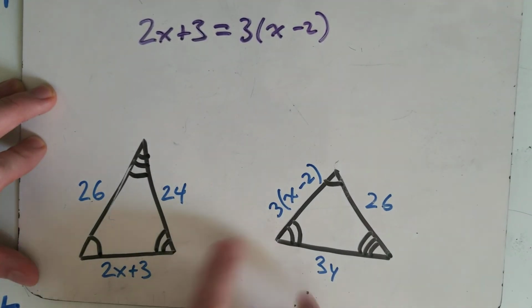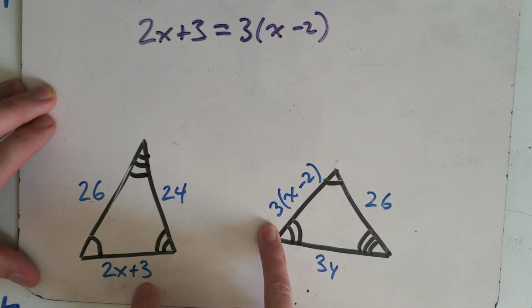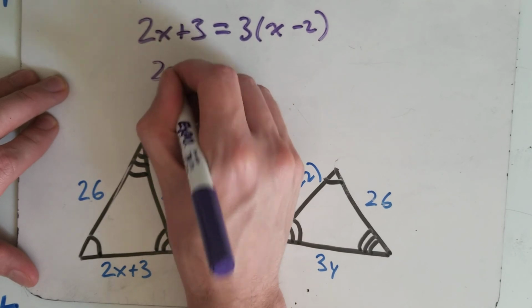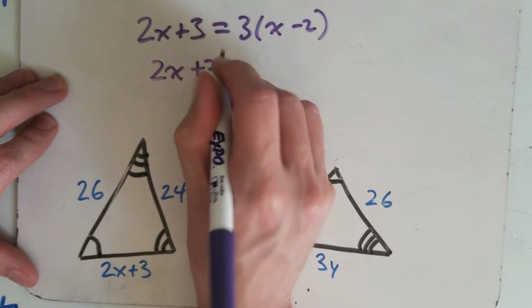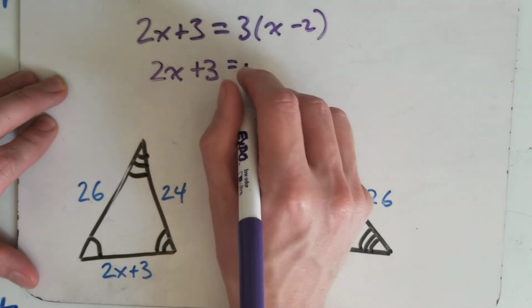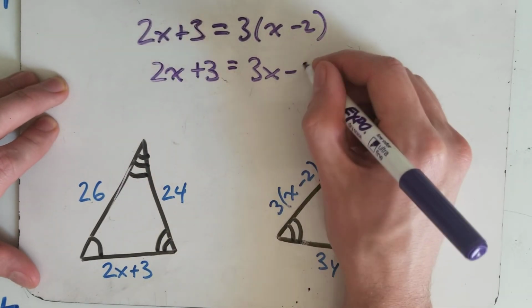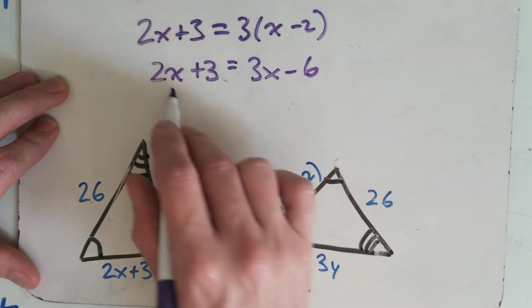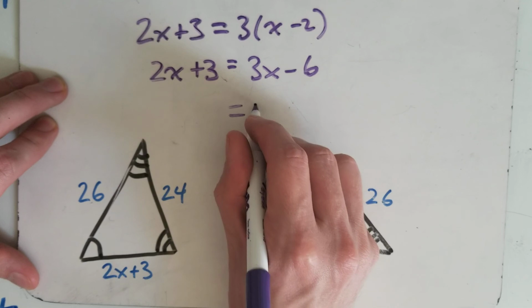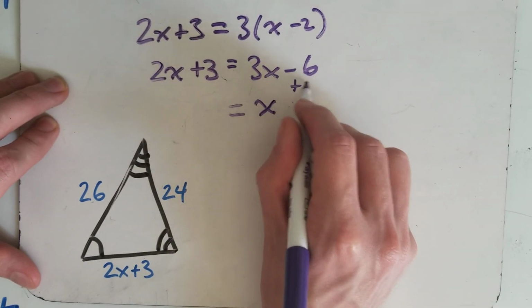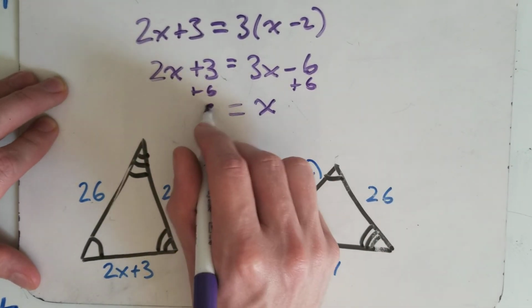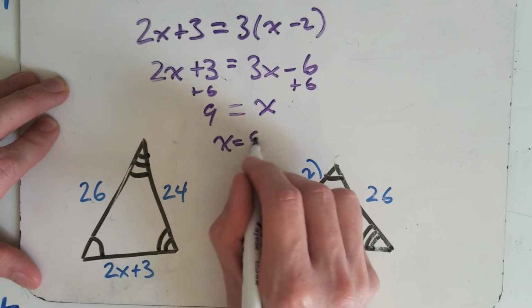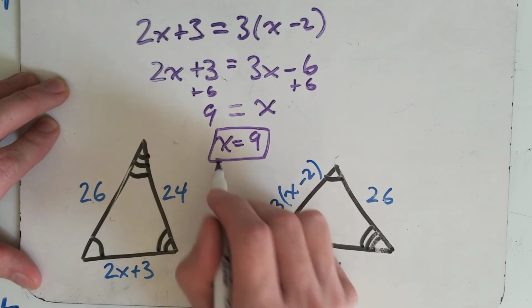So we can create this equation. This side is going to be equal to that side. These two sides are corresponding here. So for x, you're going to have 2x plus 3 is equal to 3x minus 6, and then you can get all of your x's to the same side. You end up with just x, and then you can add your 6 to both sides. You'll end up with 9. So x is equal to 9 here.